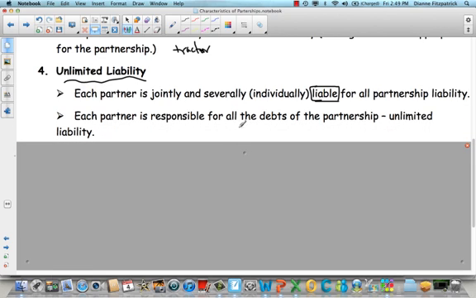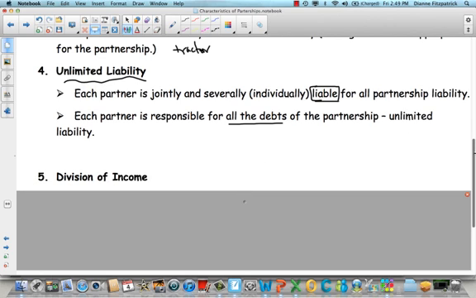Each partner is responsible for all of the debts of the partnership. Okay, and this could go into your personal assets too, just like a sole proprietorship. However, in a corporation, this is different. In a corporation, the shareholders, who are the owners as well, are not on the line if the corporation is sued, the corporation is.